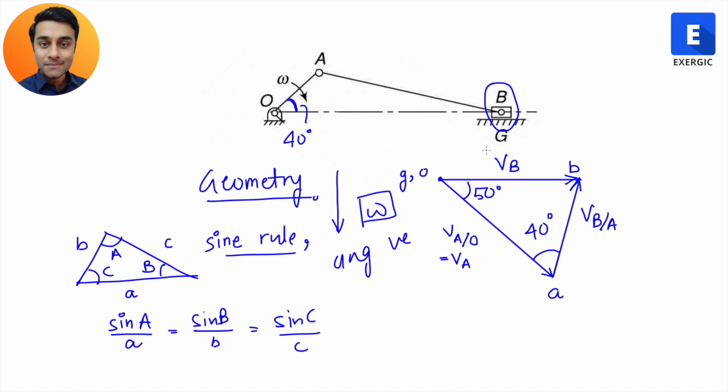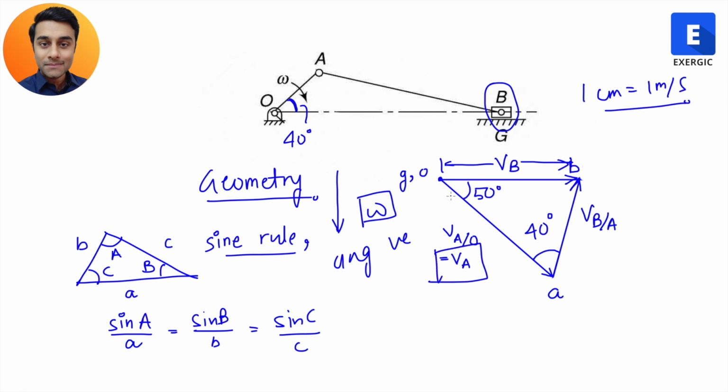Suppose the question asks you to find out the velocity of B. There are two ways of doing it as far as this method, the velocity polygon, is considered. One way is that you draw the velocity polygon and then you measure this length. And obviously, when you draw the velocity polygon, you will set a scale that 1 centimeter is equal to 1 meter per second, let's say. You will obviously set up a scale accordingly.